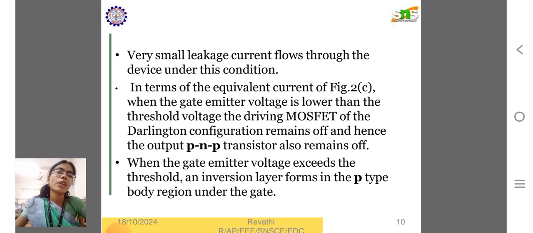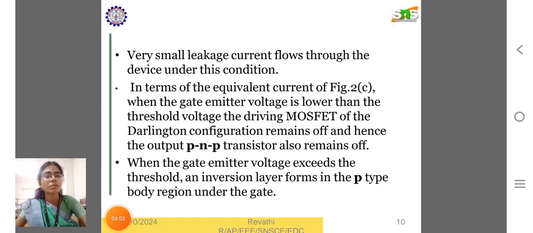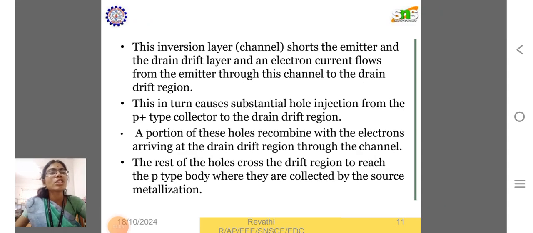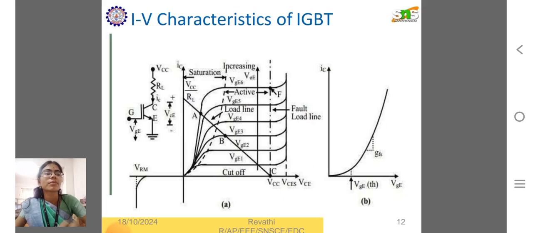When the gate emitter voltage exceeds the threshold, an inversion layer forms in the P-type body region under the gate, where the inversion layer shorts the emitter and the drain drift layer, and an electron current flows from the emitter through this channel to the drain drift region. This in turn causes sustainable hole injection from the P plus type collector to the drain drift region.